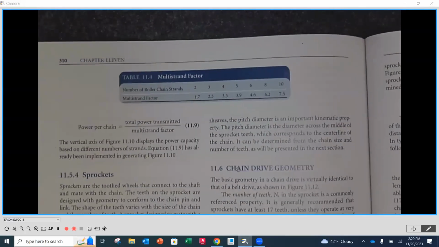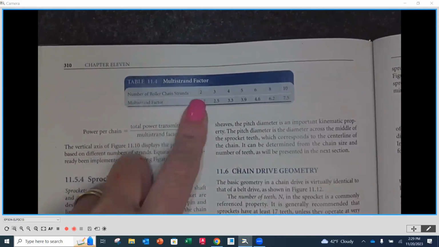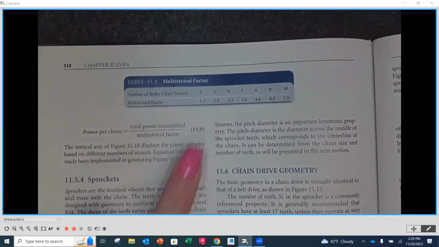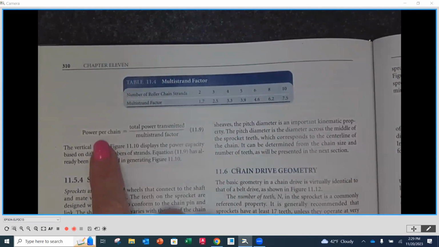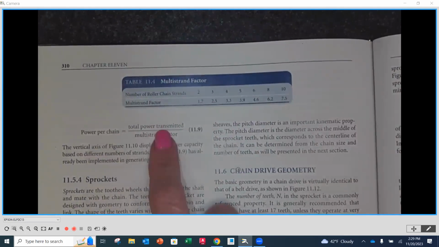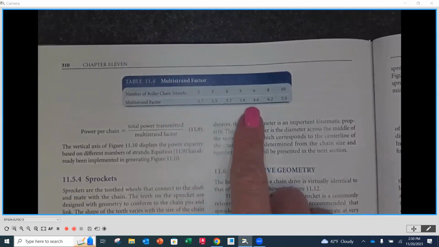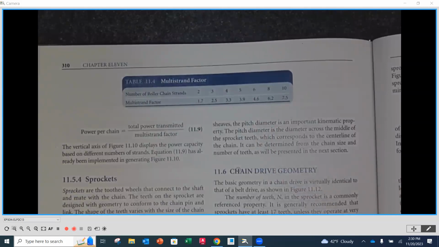So here at the top of page 310, you can look at the number of roller chain strands. If I have 2, 3, 4, 5, whatever the numbers are here, the factor is listed below. If I have 2 strands, I don't get 2 times the horsepower out of it. I get 1.7. So to figure out the power per chain, you would take the total transmitted horsepower that you need and divide it by the factor up here. Then you would know how much you're going to get out of each one. Okay, so keep that in mind.